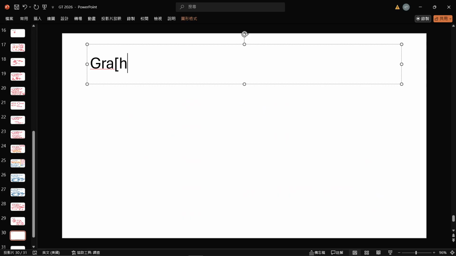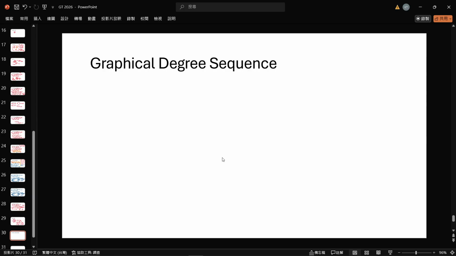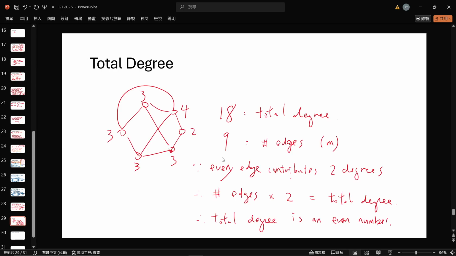Okay, so the actual topic that we're going to consider today is called graphical degree sequence. So first of all, what's a degree sequence? A degree sequence is just a sequence of numbers. But now their physical meaning is that every number represents the degree of some vertex. So for example, for this graph, the degree sequence can be 3, 3, 3, 3, 2, 4. So the order is not important. All we have to do is to just list all the degrees. That's all.